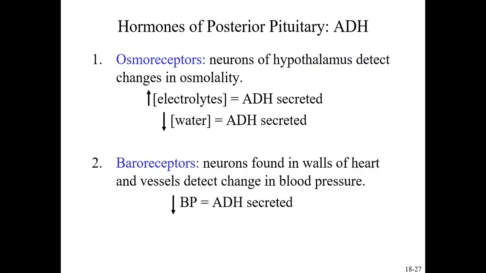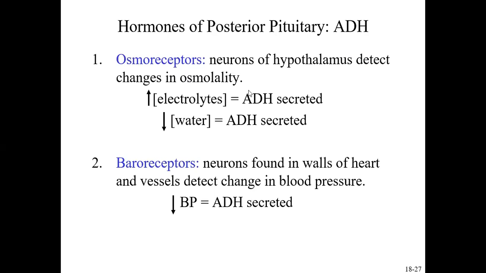The ADH is regulated by two types of sensory receptors. The first type is called an osmoreceptor, and the second kind is a baroreceptor. Each one is trying to monitor something to help balance your fluid levels. The first one, the osmoreceptor, is inside of the hypothalamus and is trying to determine the concentration of your body fluids, especially your blood concentration.